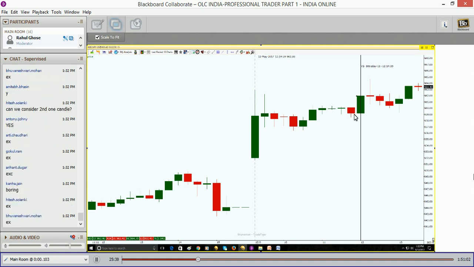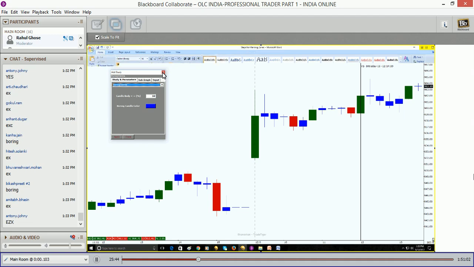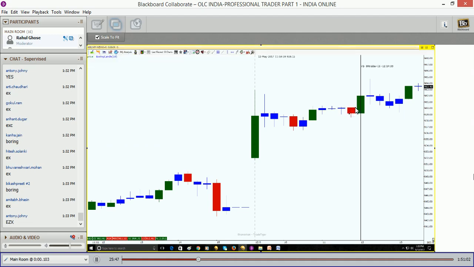Exciting, boring, little bit of doubt. Let's use the boring candle indicator. Boring candle indicator says that it is an exciting candle, which means can I mark my base over here? No, I cannot mark any demand zone over here.